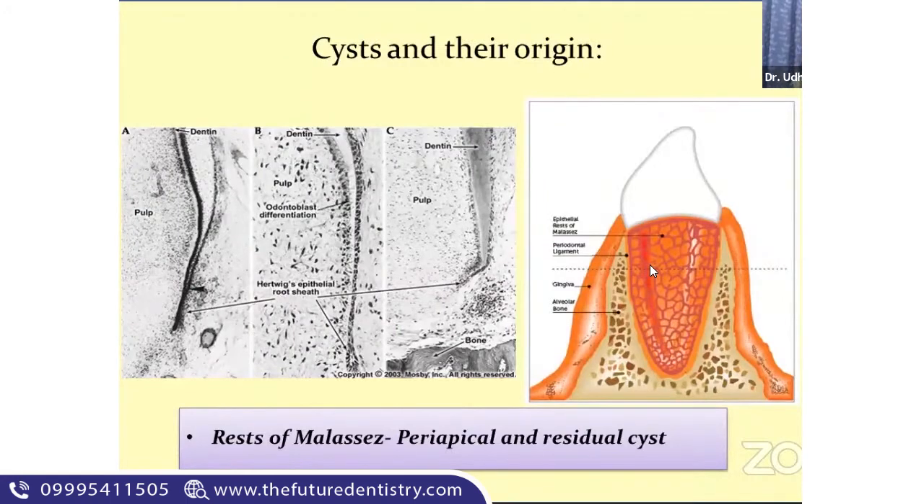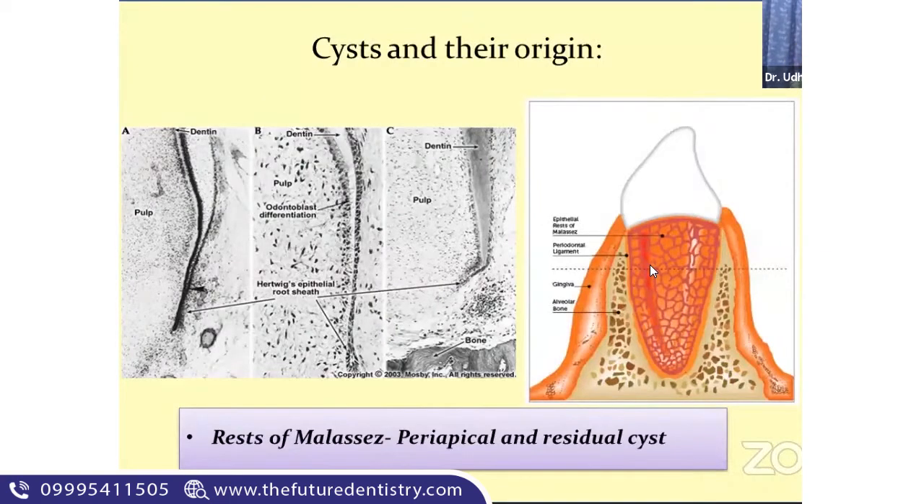Once this is done, so just look at my hands once. These both my palms represent the Hertwig's epithelial root sheath. This point, when my palms approximate, represent your future apical foramen. Now, within this, the root dentin and the pulp tissue mature. When they mature, they increase in volume, isn't it? They increase in volume. When they increase in volume, this Hertwig's epithelial root sheath stretches.